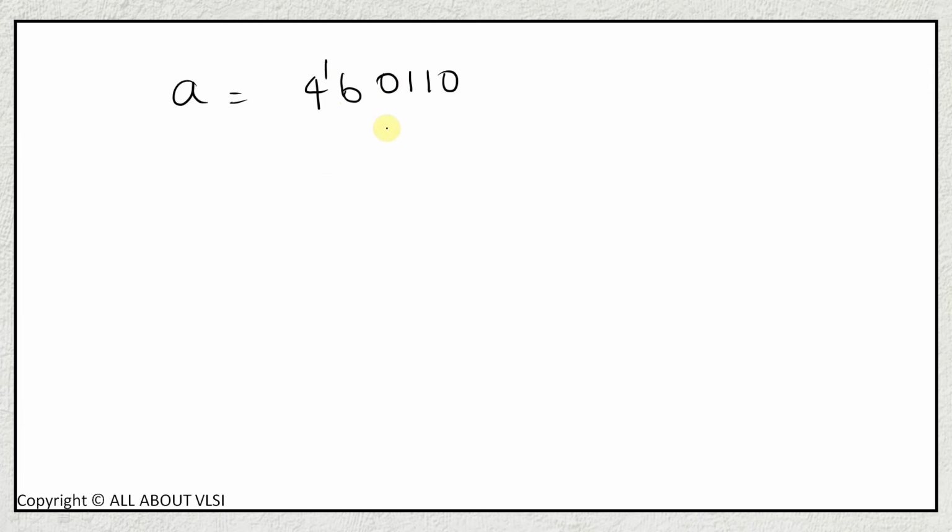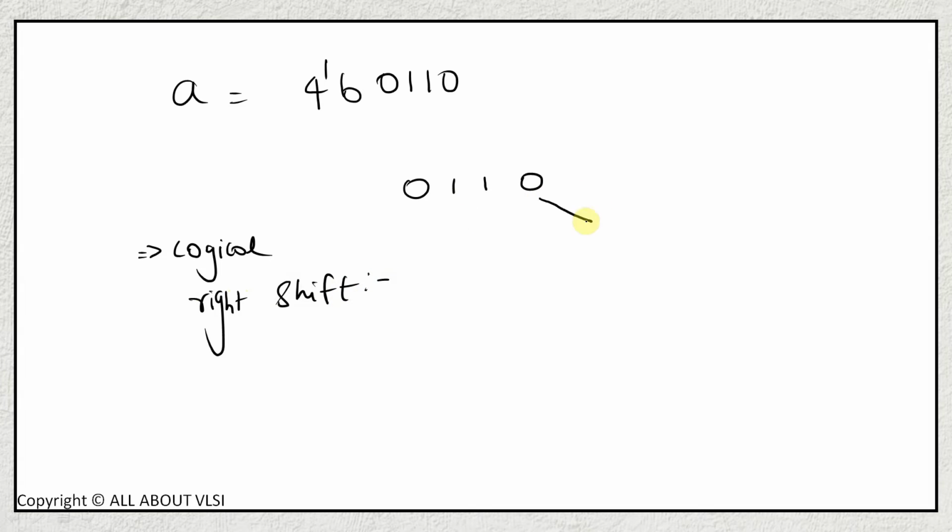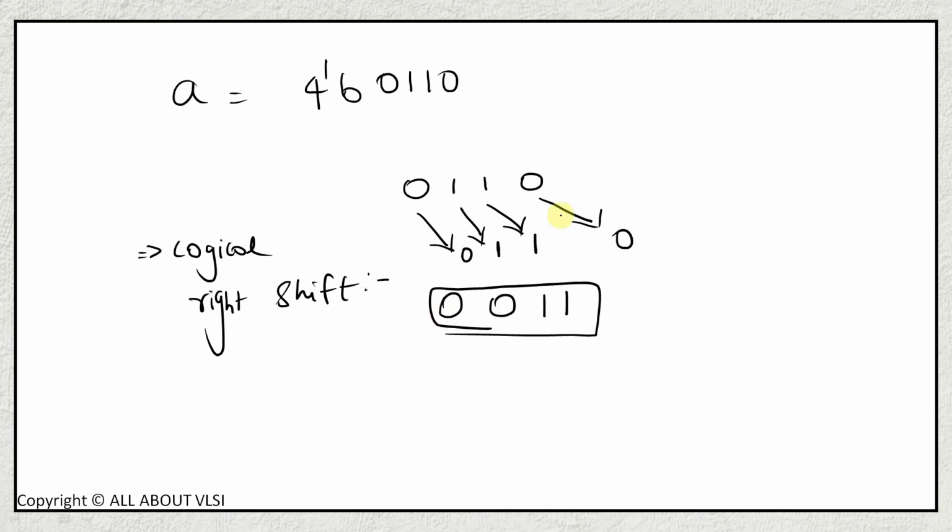If we want to perform a right shift operation on 0110, first let us discuss the logical right shift. Let us see the result of the logical right shift operation. This bit will be transferred here, and this will be transferred here, and this we will get here. So the result is 0011. This is the resultant of the logical right shift operation, the simple right shift operation.